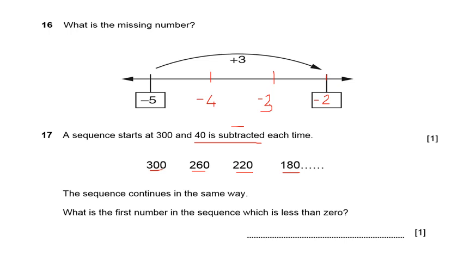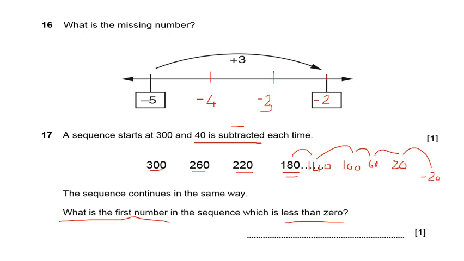The sequence continues. What is the first number which is less than 0? Okay, let's do it together. So 180 minus 40 gives me 140. 140 minus 40 gives me 100. 100 minus 40 gives me 60. 60 minus 40 gives me 20. 20 minus 40 gives me minus 20, which is my answer, minus 20.